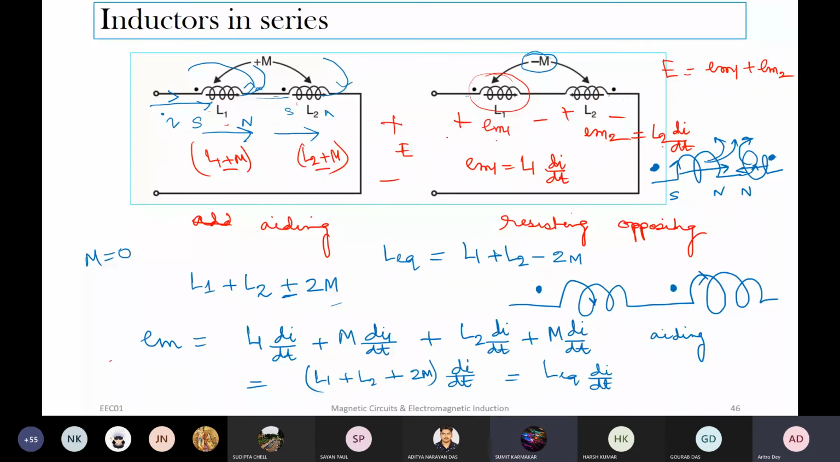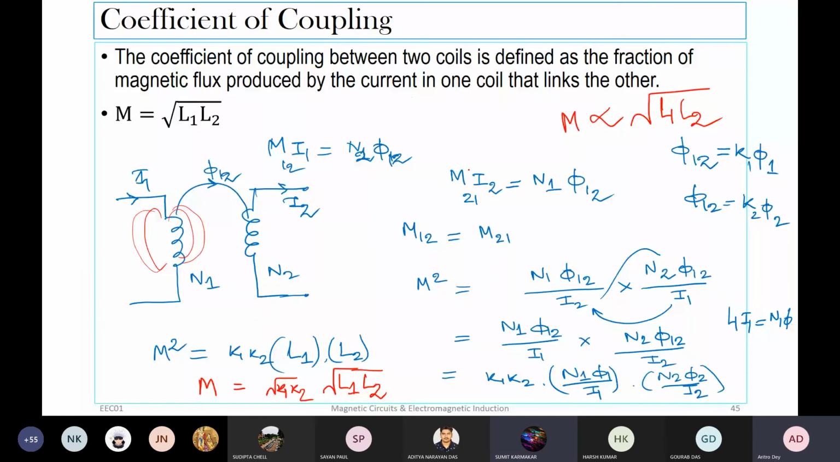Sir, the mutual inductance value M is the same for series and parallel circuits both? Yes, for series, sir, this one is the same. Okay, sir. This K. This one.